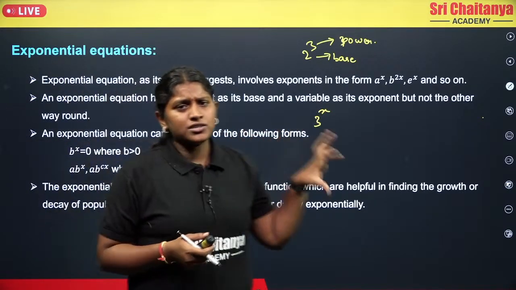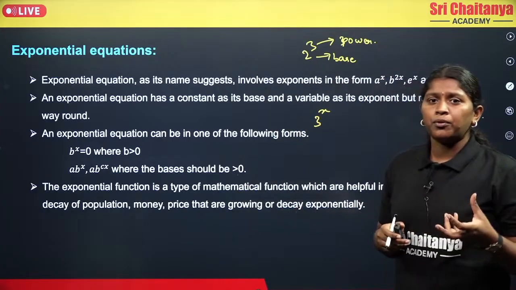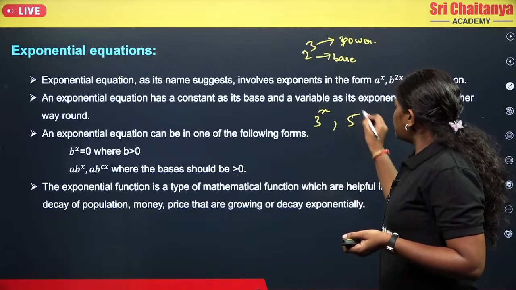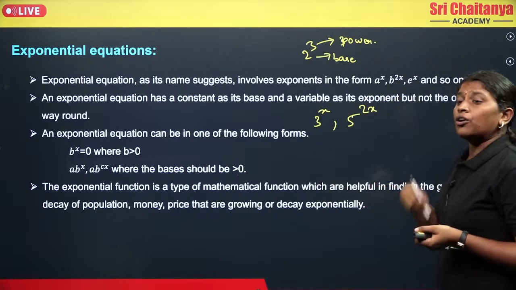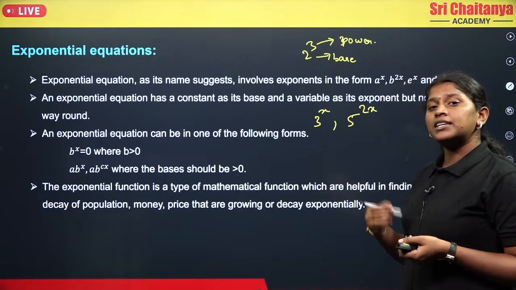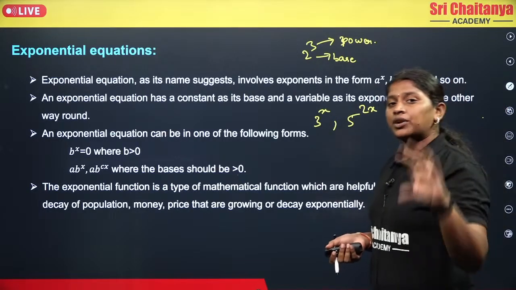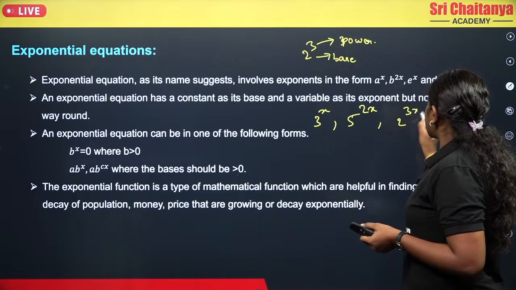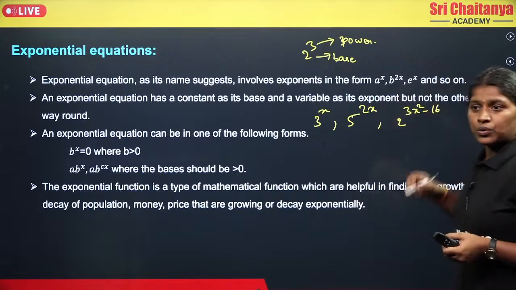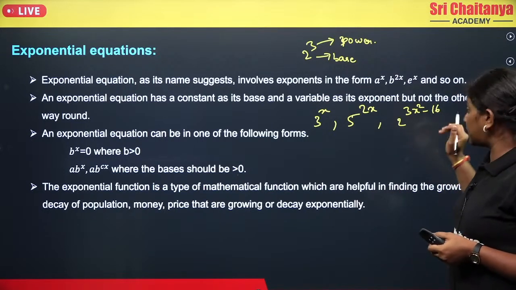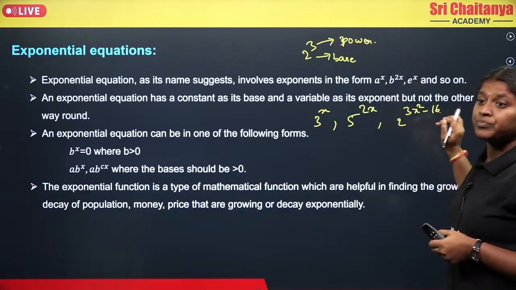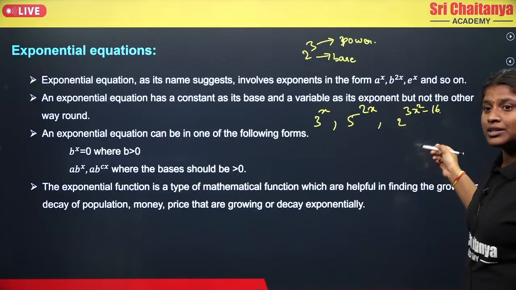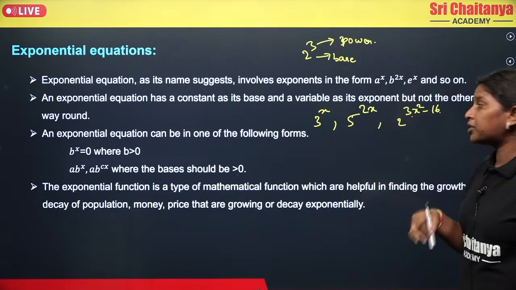It can be only x, or it can depend upon whatever variable you are taking and whatever multiple you are taking. Like you can have 4 to the power 2x, or sometimes you will have polynomials in the power. Those all come under exponential equations. Now take an example of 2 to the power 3x square minus 16. It is in the form of exponents and powers, but the exponent has a variable. If you observe clearly, it is 3x square minus 16, which is nothing but a polynomial.